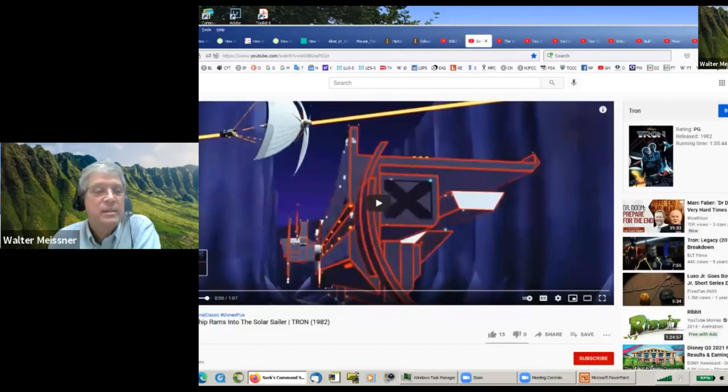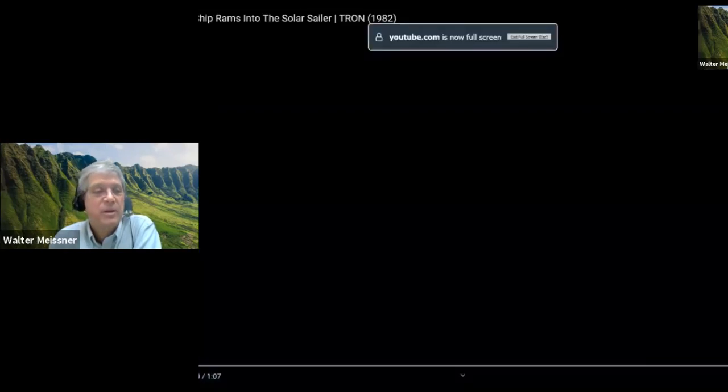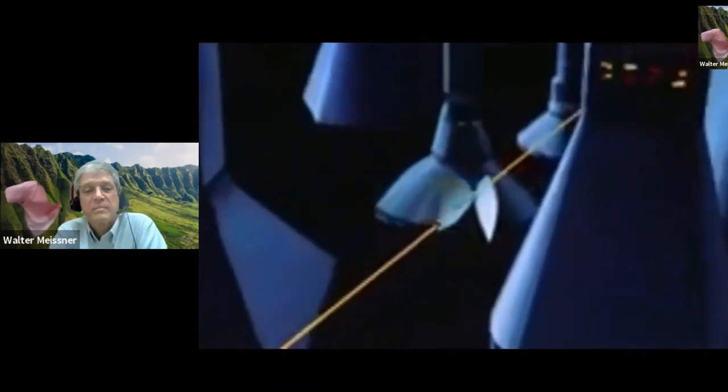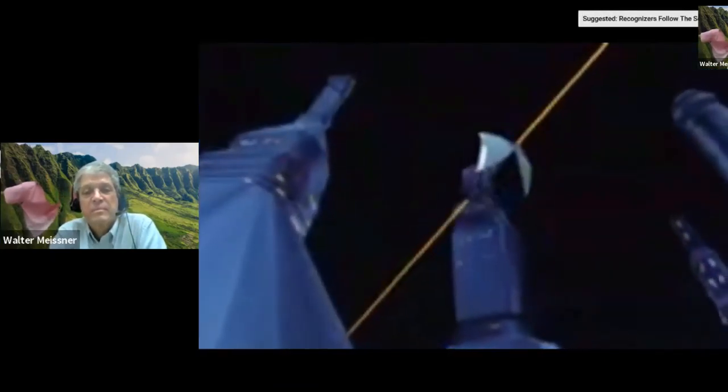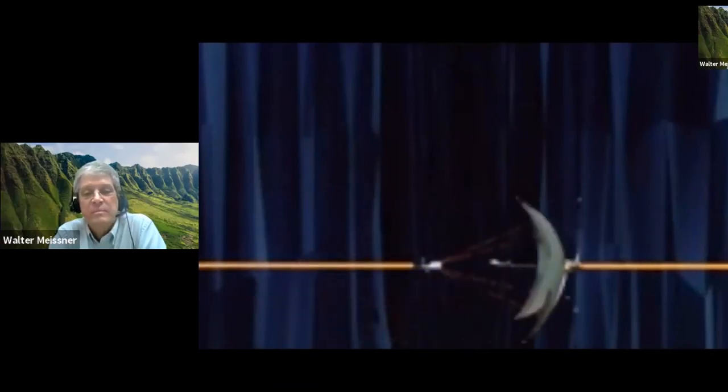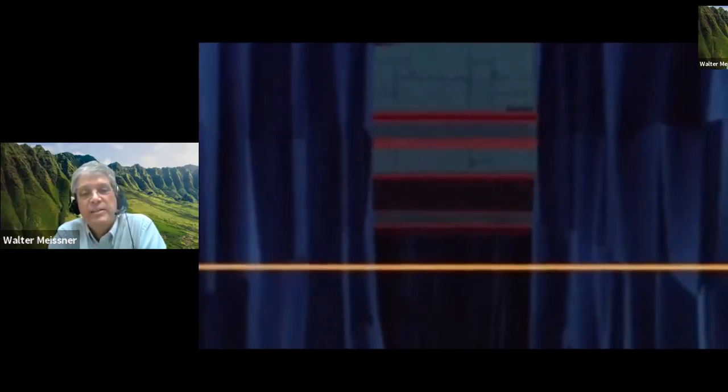Now the one that's even, this is the other one. This was shown at SIGGRAPH when I was there in 1982, and people went crazy over this one. You can see that most of the graphics is still pretty simple, with the exception of a couple of key pieces. So this thing is a solar sailor that sails on a beam of light.